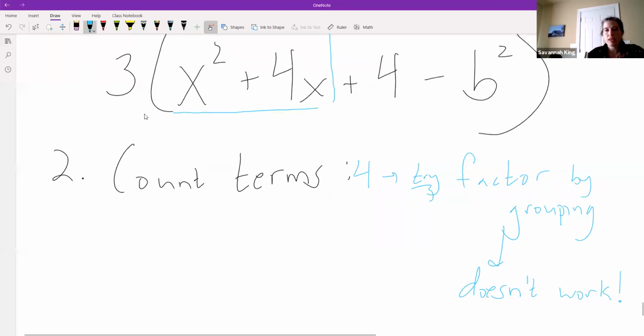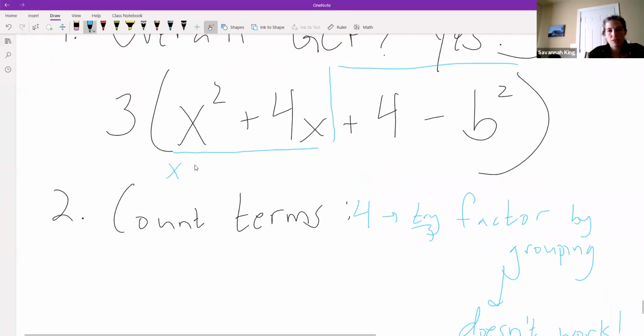We're not able to get, and so let me just complete the thought that I was talking about. This is what we're getting. We're getting non-matching terms in those parentheses after we pull out our little GCFs.